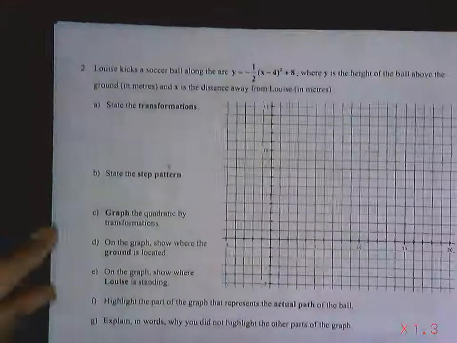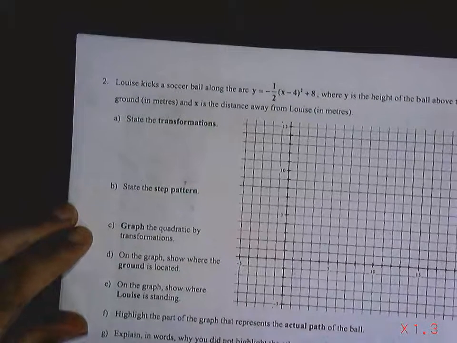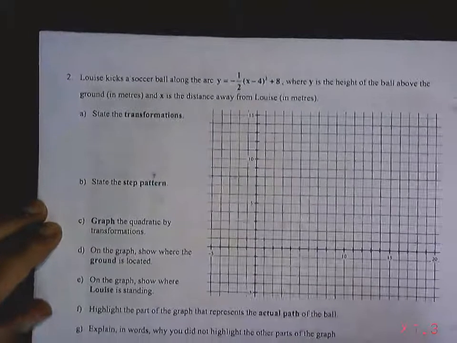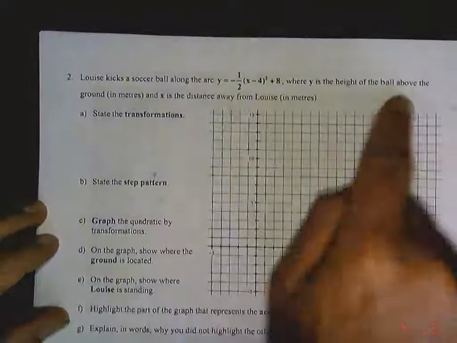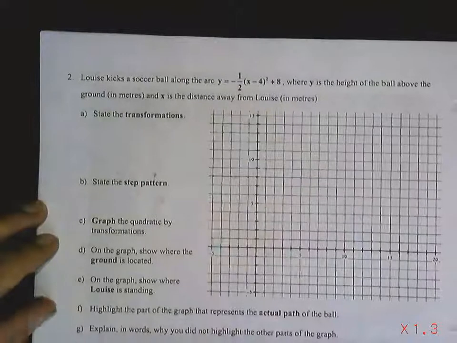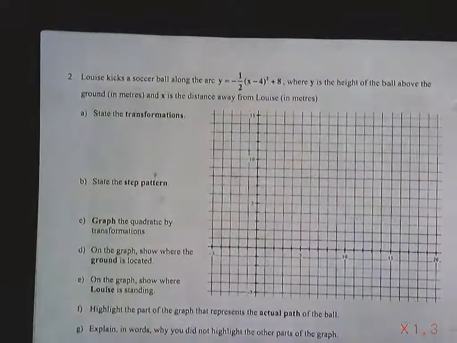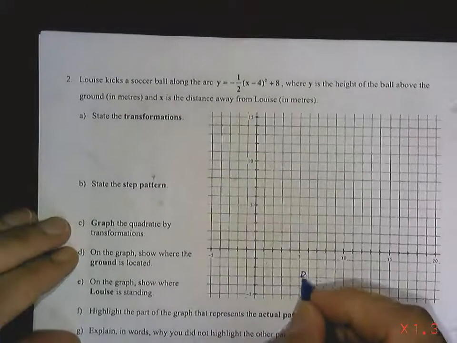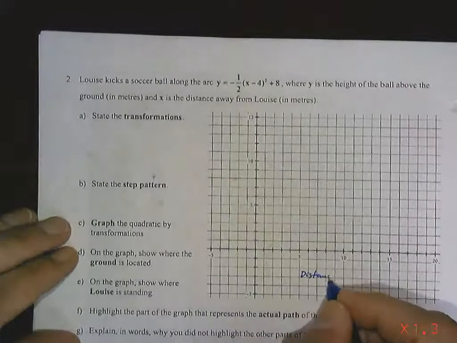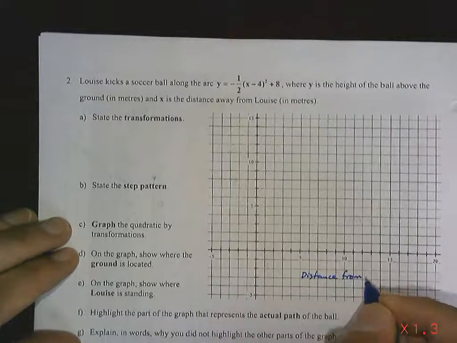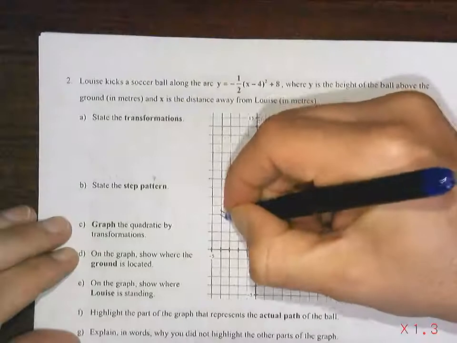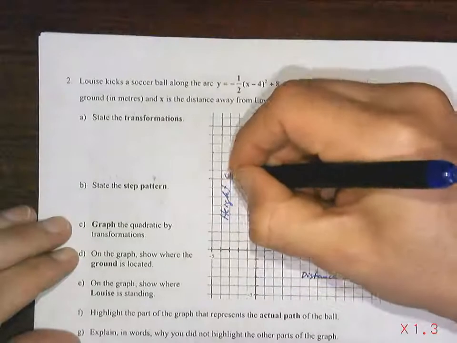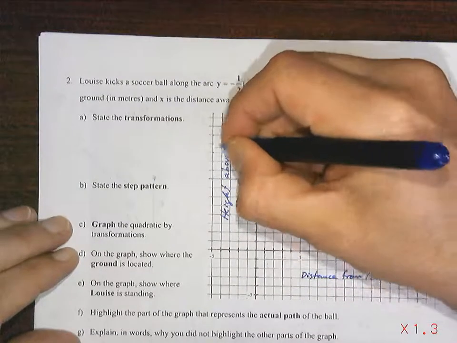All right, Luis. Luis is going to kick a soccer ball. Good old Luis. And the ball is going to follow this equation, where y is the height of the ball above the ground, and x is the distance away from Luis in meters. So this is distance from Luis, and this is height above the ground.